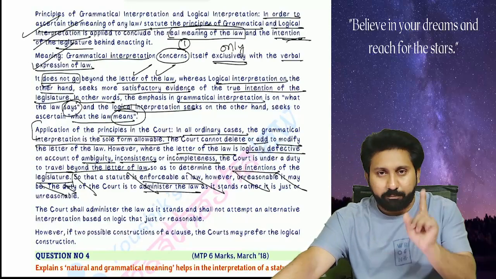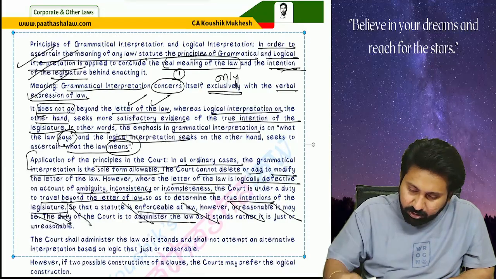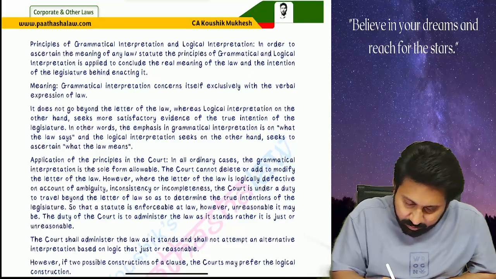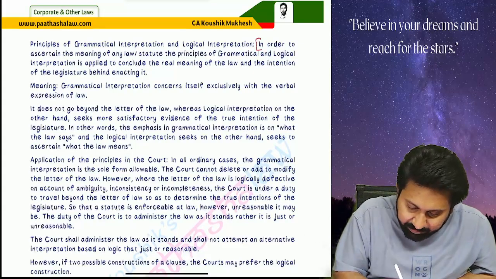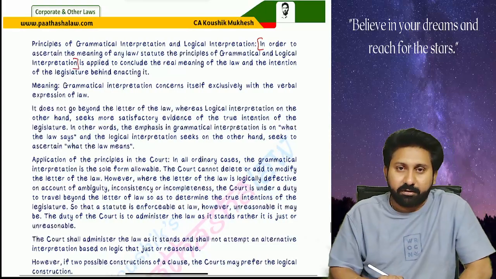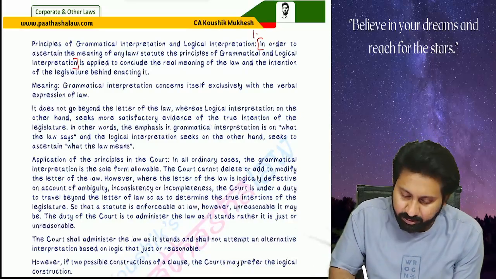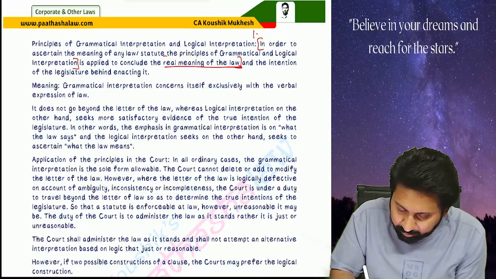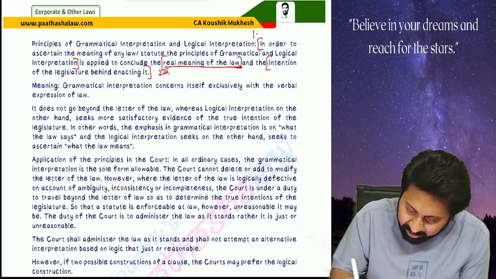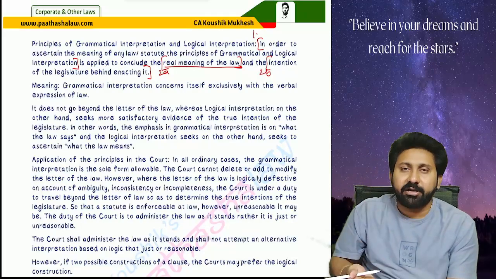Please write down point number 1. If you have the question bank with you, I will spotlight the important points. First, in order to ascertain the meaning of any law or statute, there are two interpretations, grammatical and logical interpretation. Point number 2: what is the purpose of this interpretation? To understand the real meaning and intention of the law.